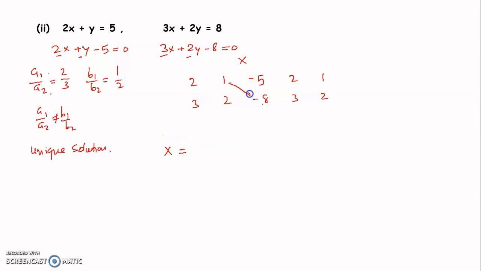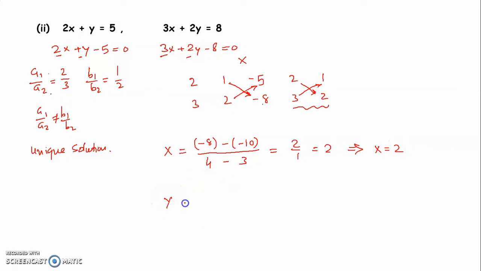We'll cross multiply. 1 multiplied with minus 8, that will be minus 8, minus 2 multiplied with minus 5, that will be minus 10. And in the denominator, we will multiply these terms. 2 multiplied with 2, that is 4, and 3 multiplied with 1, that is 3. So 4 minus 3. So if you simplify it, you will get the answer. This minus 8 and minus minus plus 10. So you will get 2 divided by 1. So that is 2. So here we get the value of x is 2.